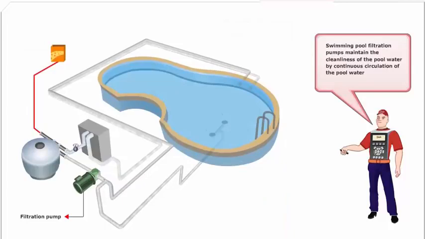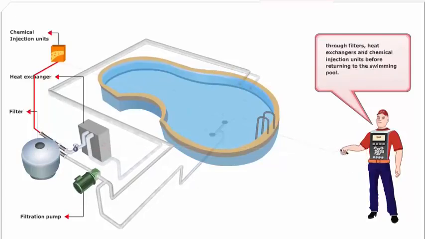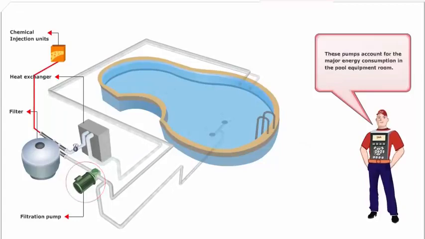Swimming pool filtration pumps maintain the cleanliness of the pool water by continuous circulation of the pool water through filters, heat exchangers, and chemical ejection units before returning to the swimming pool. These pumps account for the major energy consumption in the pool equipment room. Now that you have an idea of what the application is, let us move on to see how it works.